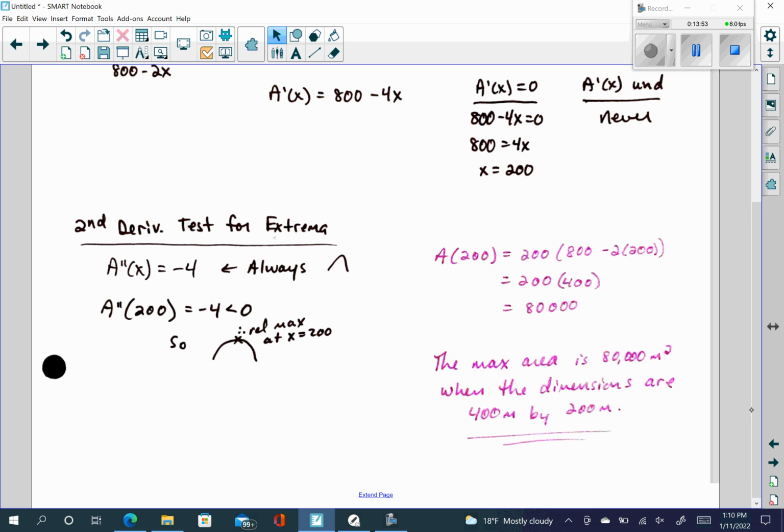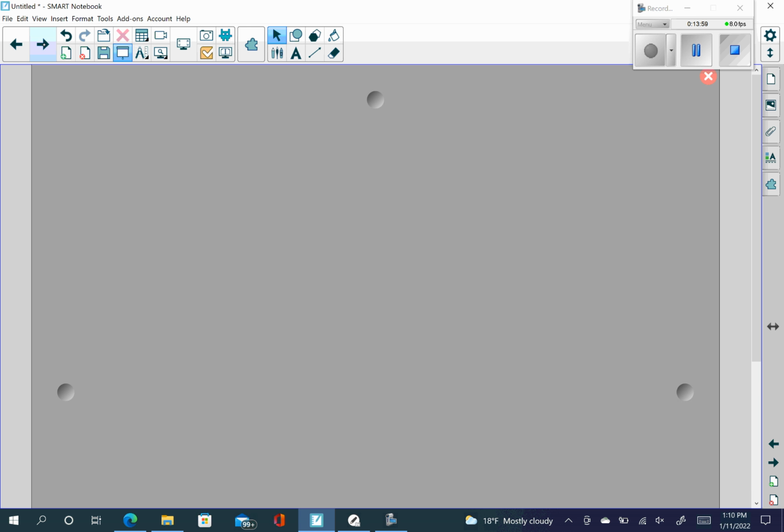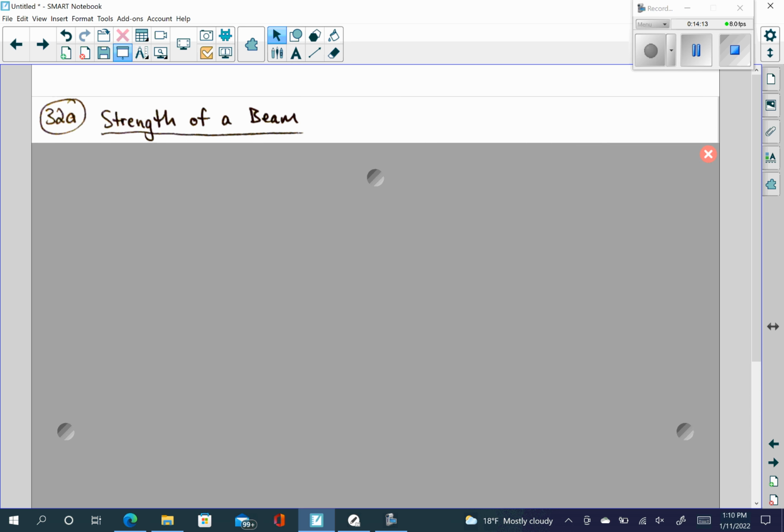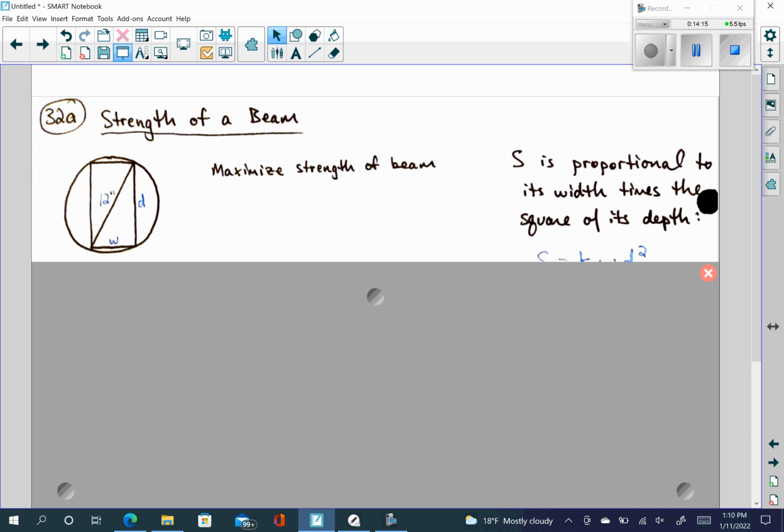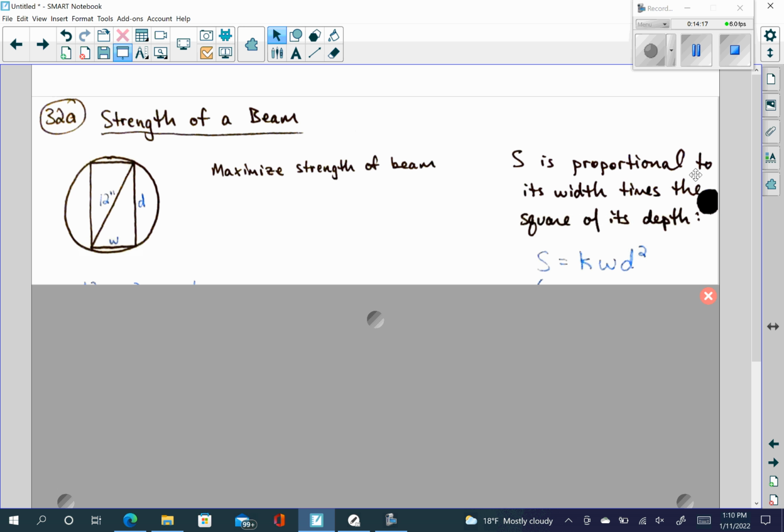All right, now this last example, I want to take our time going over it, 32 part A. And this talks about strength of a beam. The strength S of a rectangular wooden beam is proportional to its width times the square of its depth. So I'm going to talk about that over here on the right. S is proportional to its width times the square of its depth.